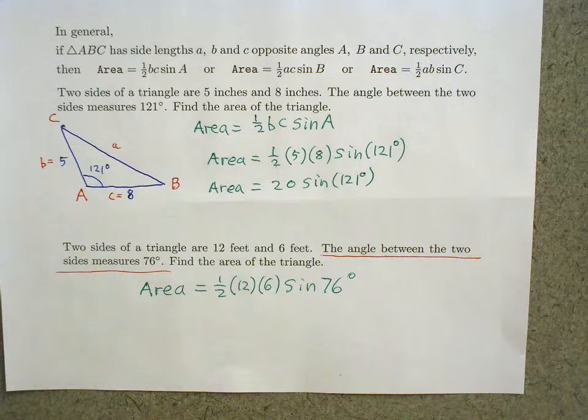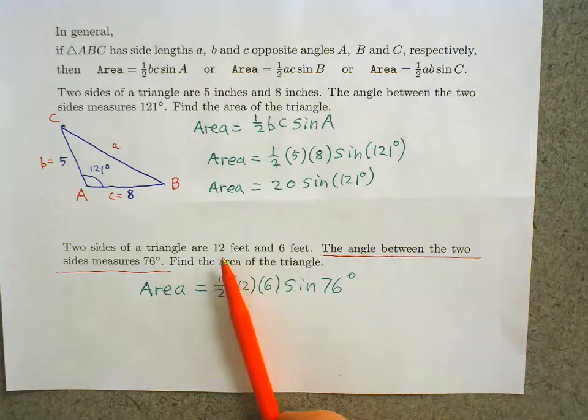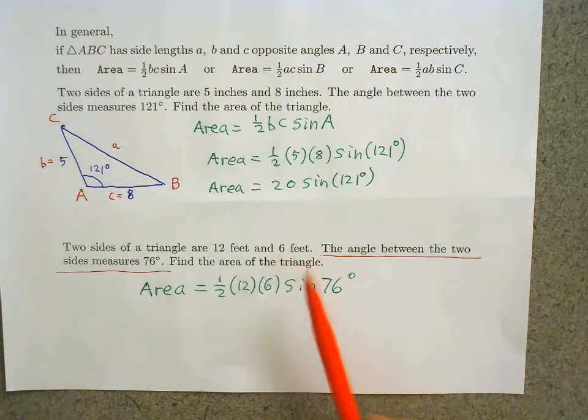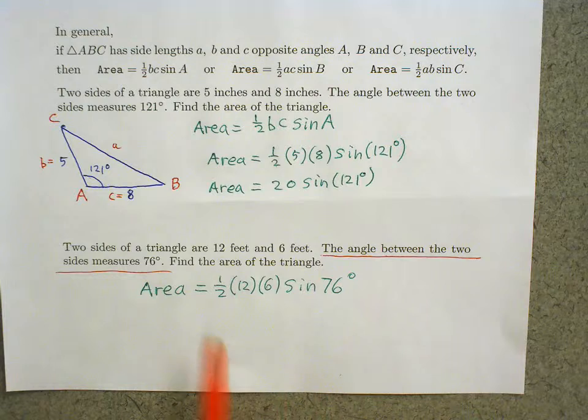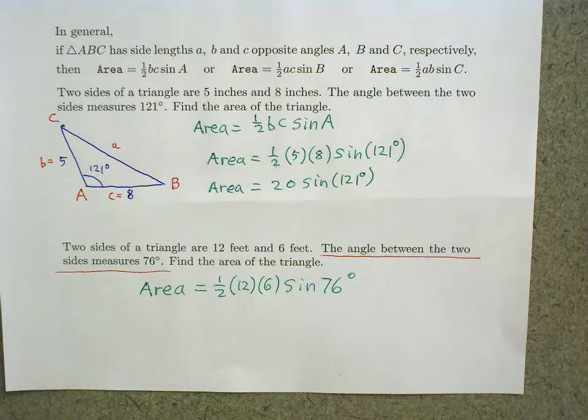If you have a different scenario where the angle is not between the two sides and you want to find the area, you can use the law of sines to find the measure of the angle that's between the two sides, and then you can use the area formula. Okay, we'll look at some applications of the law of sines.